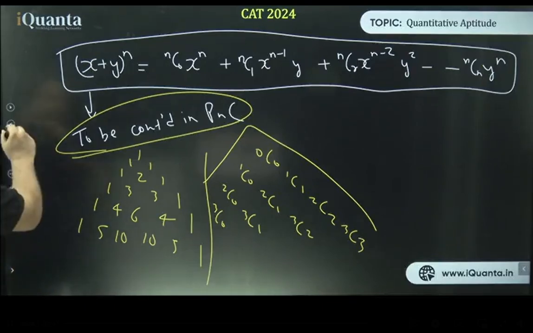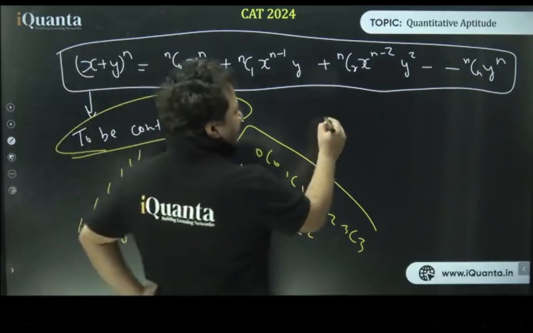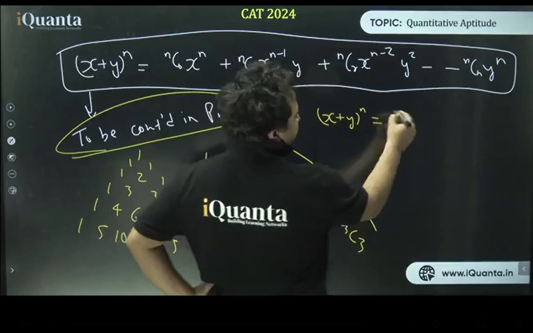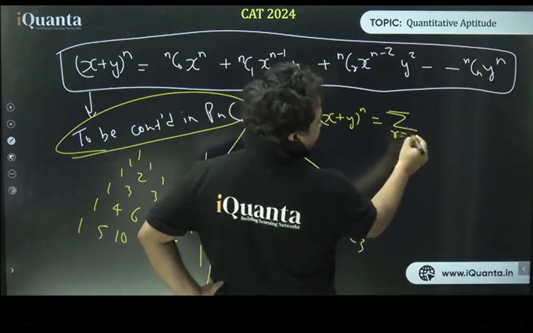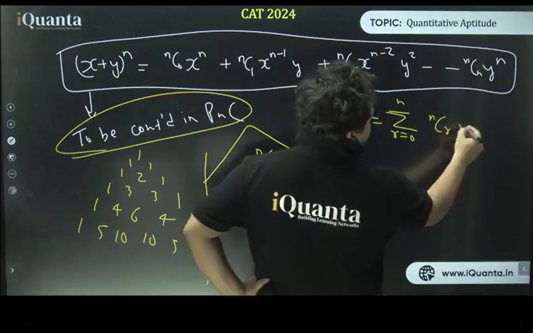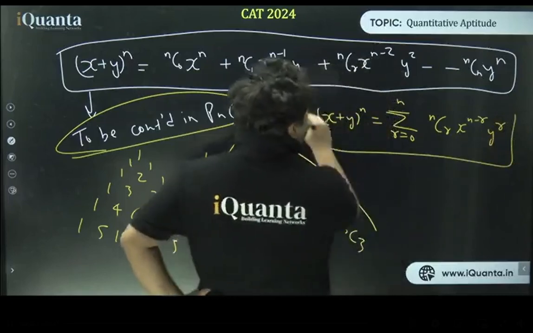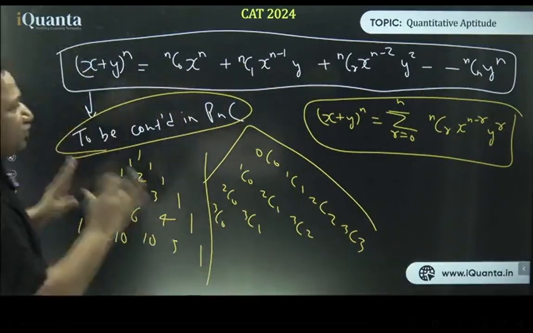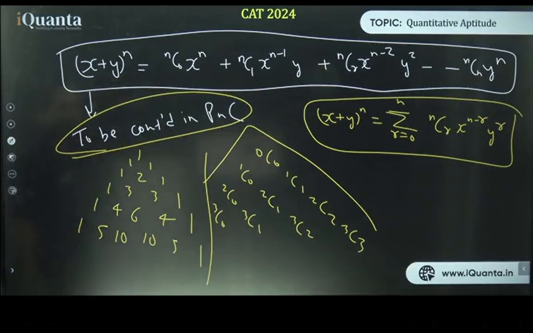Okay. This is binomial theorem, which says (x plus y) to the power n is nothing but sigma, that is summation of r equal to 0 to n, nCr, x to the power n minus r, y to the power r. This is binomial theorem, but those who understood it, it's okay. Those who did not, don't worry, we'll continue this in PNC.